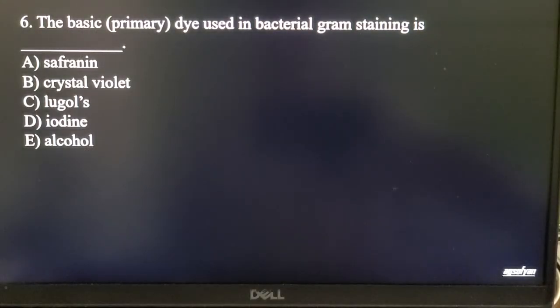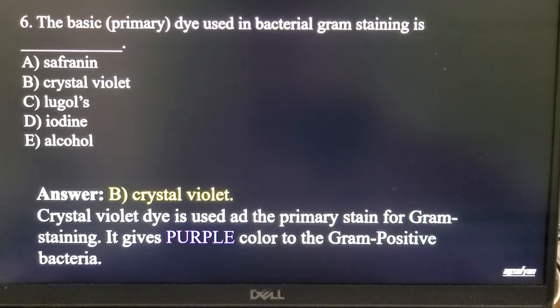Okay, number 6. The basic or primary dye used in bacterial gram staining is A. Safranin, B. Crystal violet, C. Lugol's, D. Iodine, and E. Alcohol. Choose your answer. Okay, the answer will be crystal violet.